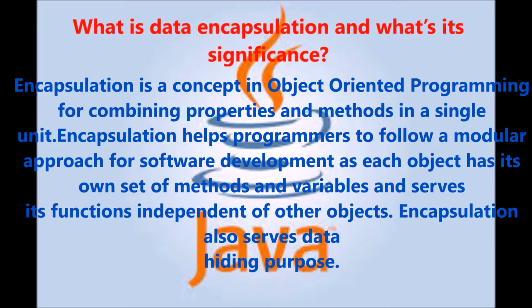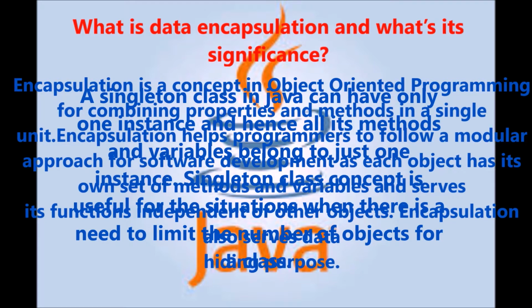What is data encapsulation and what's its significance? Encapsulation is a concept in object-oriented programming for combining properties and methods in a single unit. Encapsulation helps programmers to follow a modular approach for software development, as each object has its own set of methods and variables and serves its functions independent of other objects. Encapsulation also serves data hiding purpose.